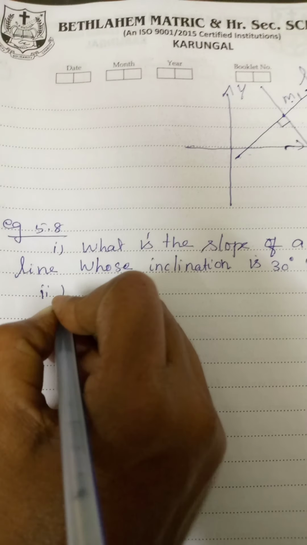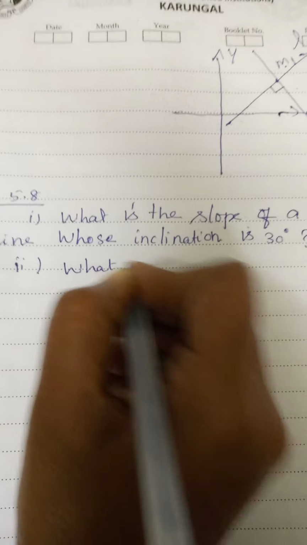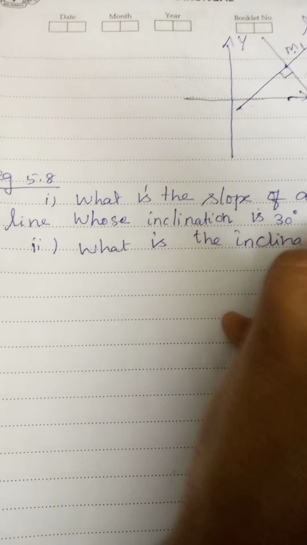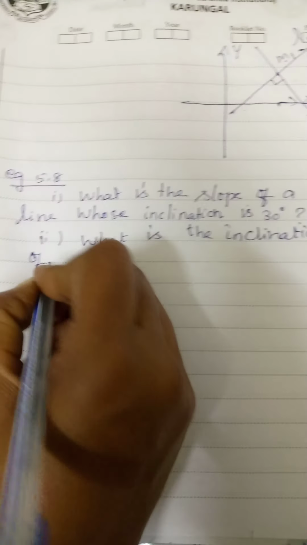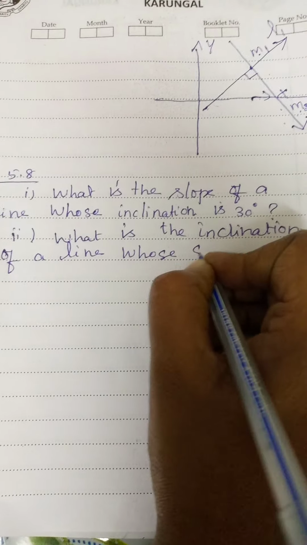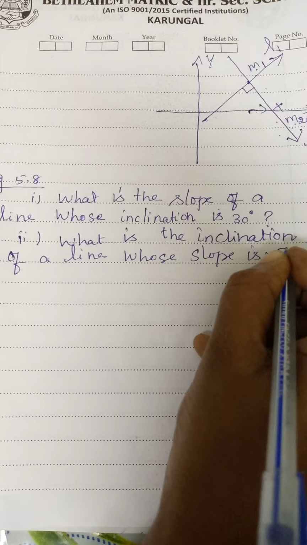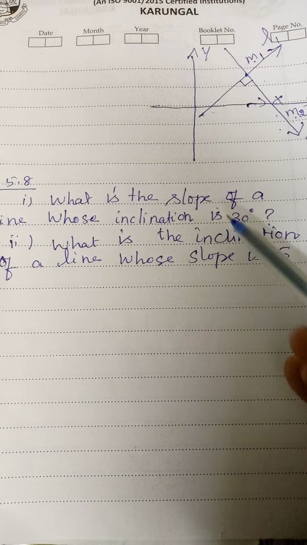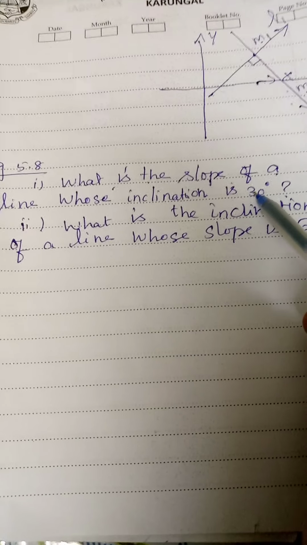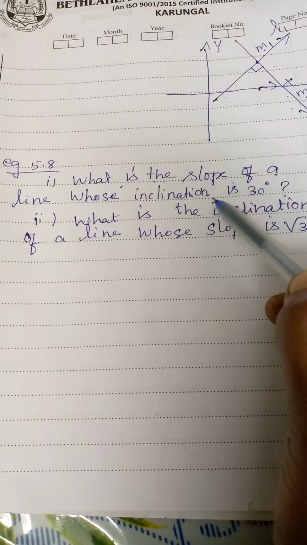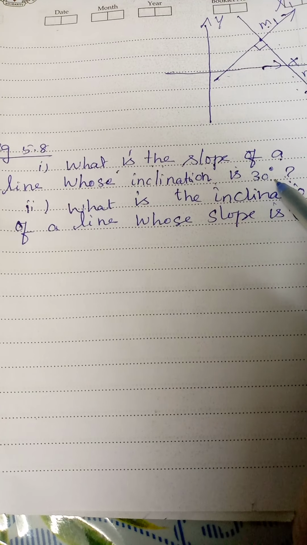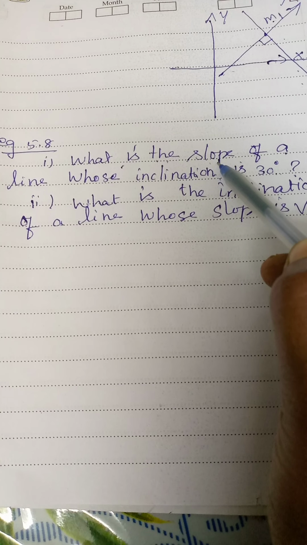Second subdivision, what is the inclination of a line whose slope is root 3? Two questions are there, very simple. First one is, what is the slope when there is an angle of inclination? Angle of inclination means theta. Theta value is given, slope they asked. We know when there is theta, slope m is equal to tan theta. That formula we have to use.